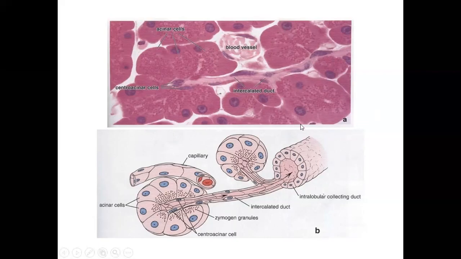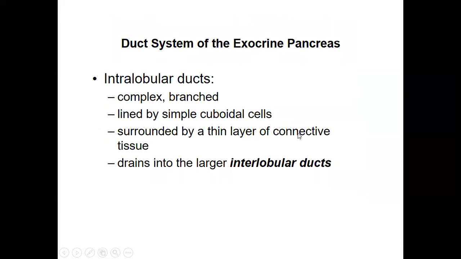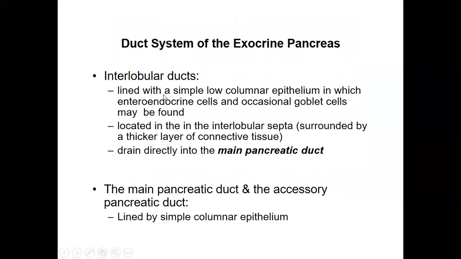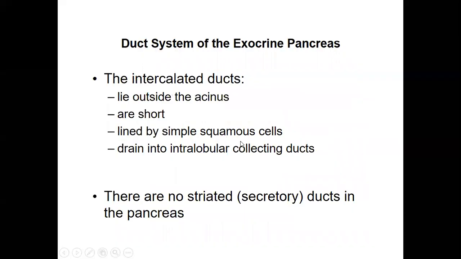I don't have a picture of the interlobular duct. It is lined by a simple low columnar epithelium in which enteroendocrine cells and occasional goblet cells may be found. The interlobular duct is located in the interlobular septum, surrounded by a thicker layer of connective tissue, and it drains directly into the main pancreatic duct.